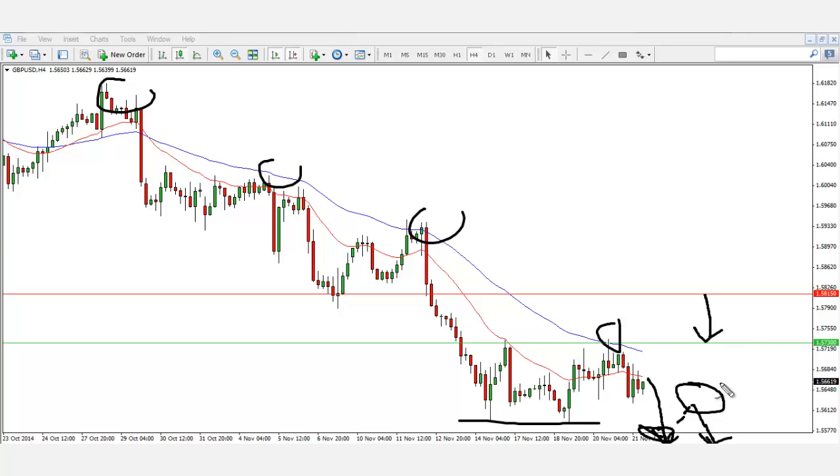So thereby, it makes sense for me to shift my stops to break even if this particular scenario occurs. So yep, that's how I would manage this pound dollar trade if I'm actually short this particular setup. So that's all I have for the pound dollar.